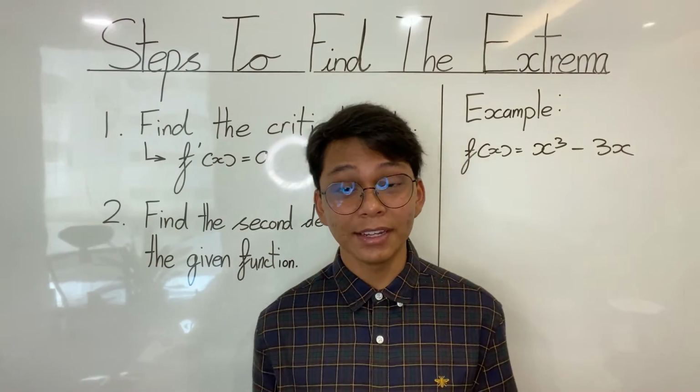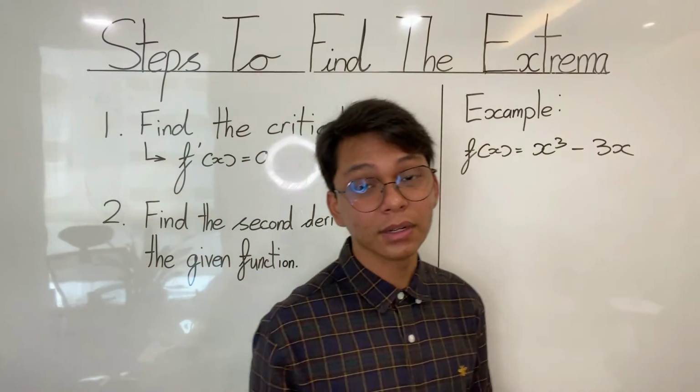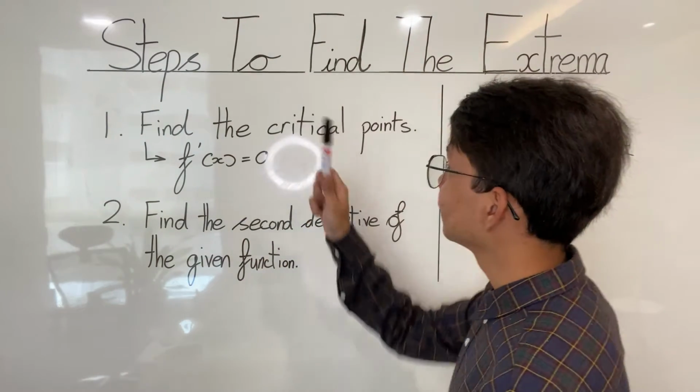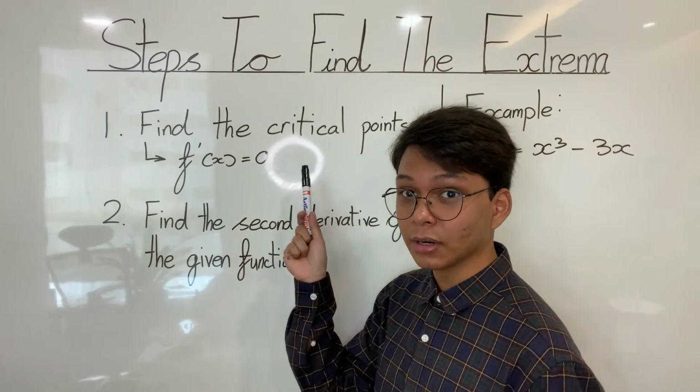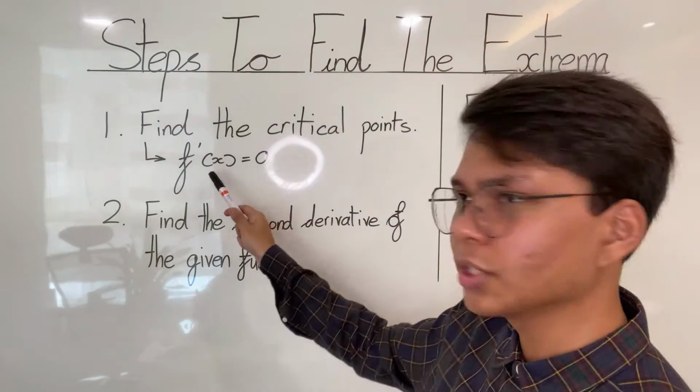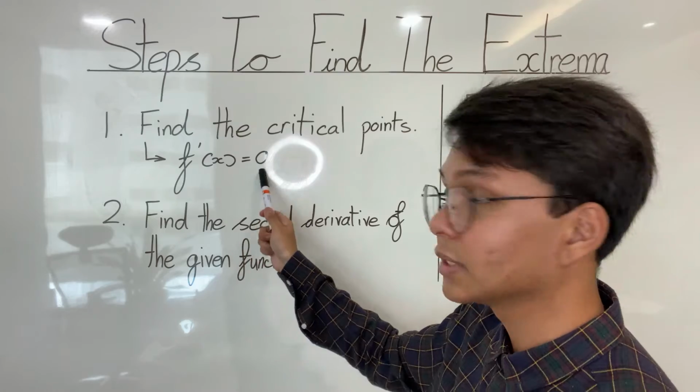So I'm going to explain the steps to find the extrema with a given function. Let's get to it. So the first step, you want to find the critical points, which is essentially when the first derivative equals 0.